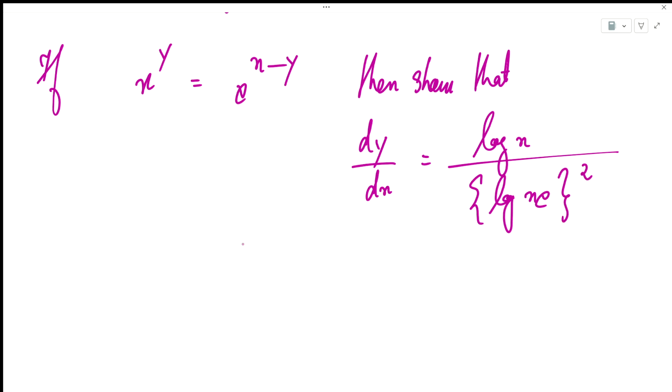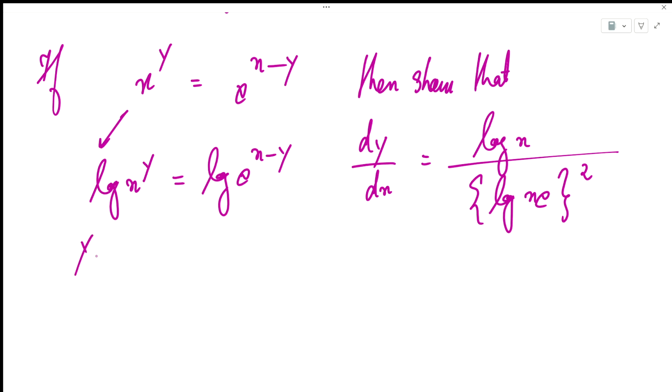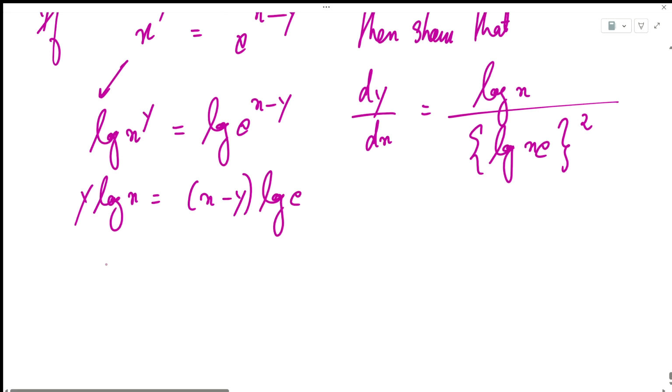Now what I'm gonna do over here is I'm gonna take log, ln, on both sides. Basically, you should be knowing that in calculus when we write log, the base is e. So this is log of e to the power x minus y. Now from the properties of logarithm, the y will come forward, and over here again x minus y will come forward. This log of e is simply what? 1. So y log x is equal to x minus y.